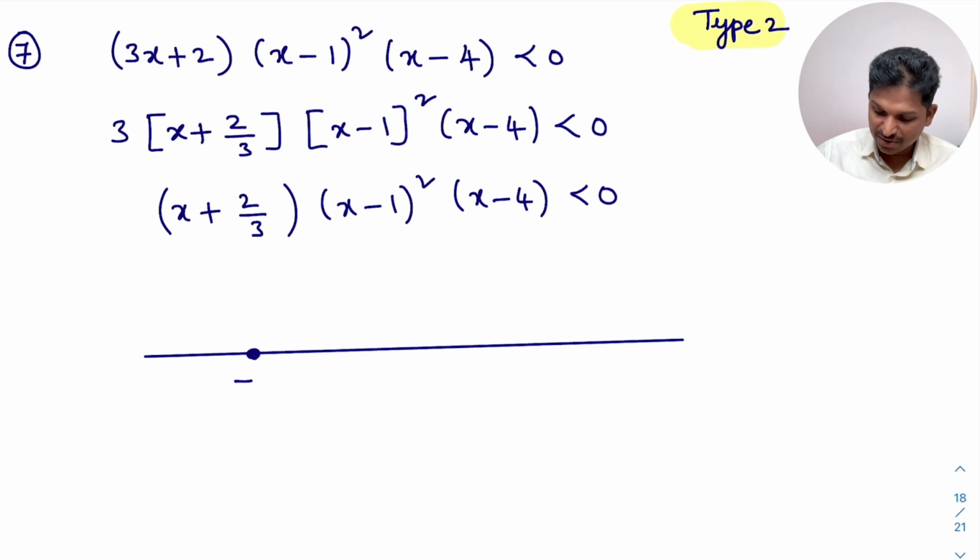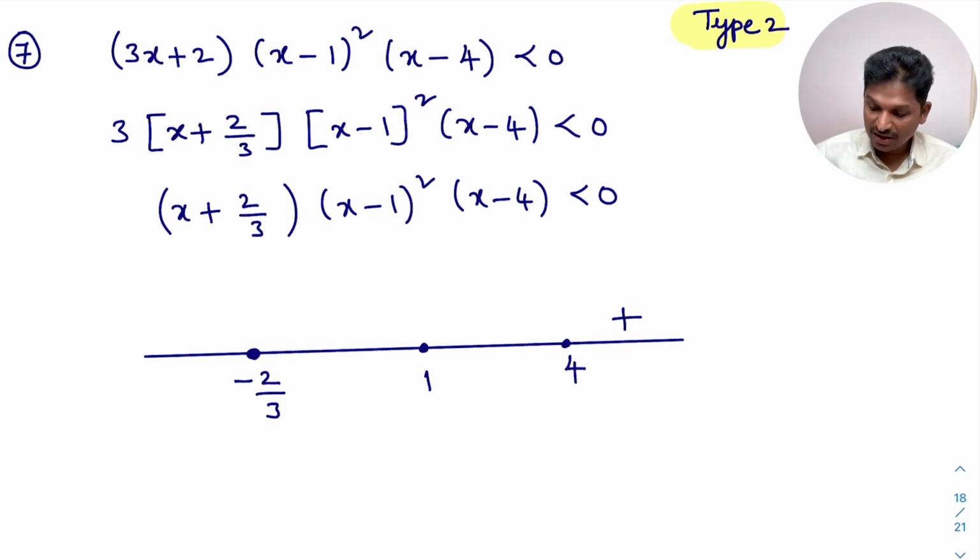Mark that minus 2 by 3 on the number line. Now you equate this to 0, you will get x equal to 1. Number line order only, right? x equal to 1, you mark it. Now you equate this to 0, you will get x equal to 4. In the rightmost corner you write plus.